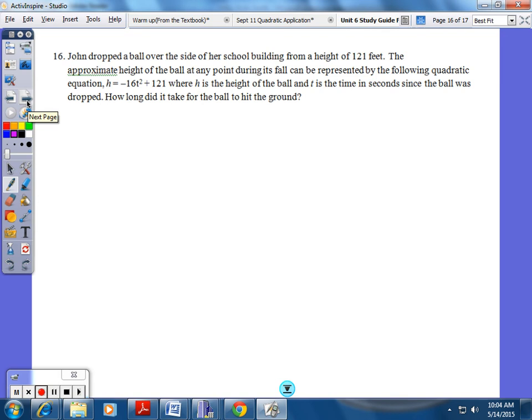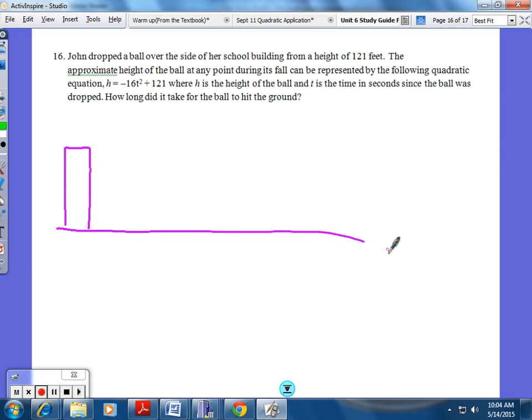Okay, now number 16. It said we had a ball that's dropped over the side of a school building. It said the height is 121. So you drop the ball off the building, it was like that. Okay, they give you their equation, or our equation. They say H stands for the height, T stands for the time. Okay, they say how long did it take for the ball to hit the ground. So when a ball hits the ground, what's its height? 0.